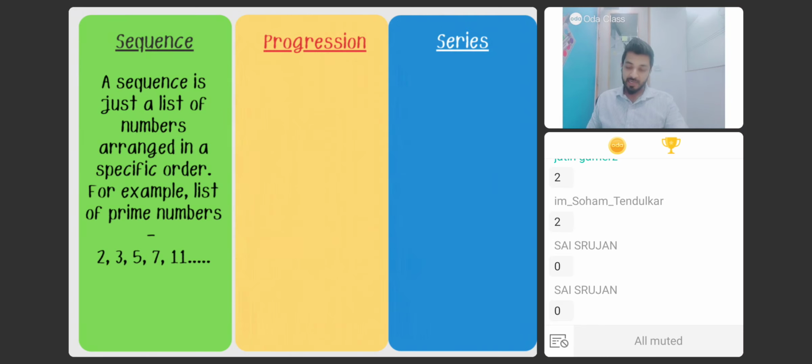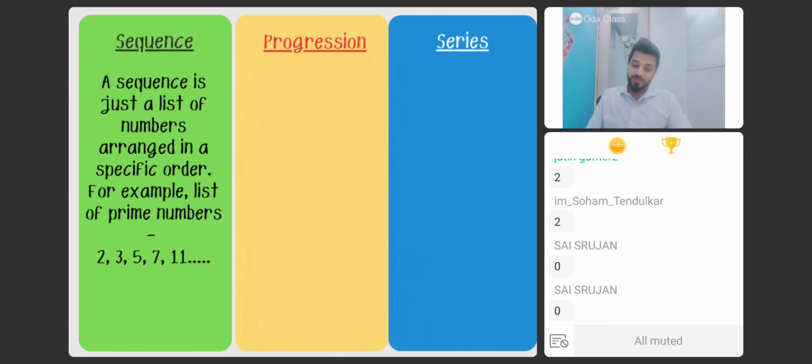Let me show you the definition. A sequence is just a list of numbers arranged in a specific order. So, of course, prime numbers are also a list of numbers arranged in a specific order. Specific order means there is a specific logic behind this, right? Similarly, if I write down the even numbers, 2, 4, 6, 8, 10, that is also a sequence, because there is a specific order or logic behind it. So this is your sequence.